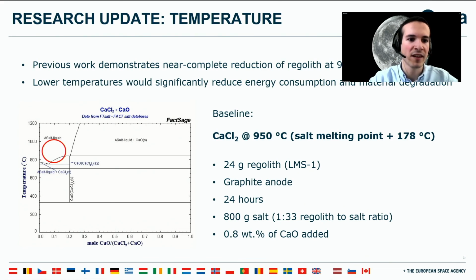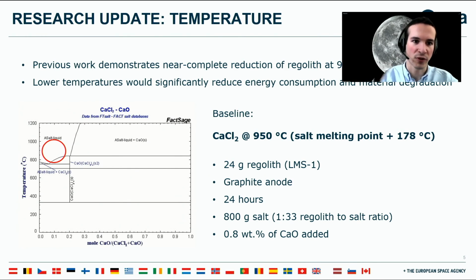The baseline is that we have about 24 grams of regolith that we reduce for 24 hours. We use a graphite anode, so we won't produce oxygen; we produce CO2, mainly because this research is really focusing on the reduction aspect at the cathode, so only the cathodic process.